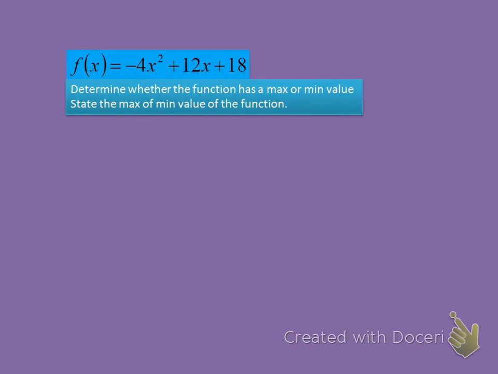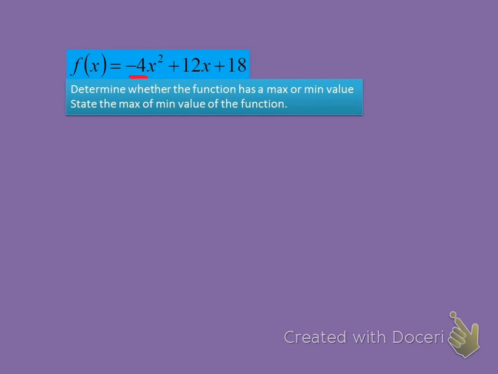Determine whether the function has a max or min value, and then state that max or min value. Okay? Now, first thing I always look at is my a. My a is -4, which means my graph is going to open what? Up or down? Down. It's going to open down, down, down.